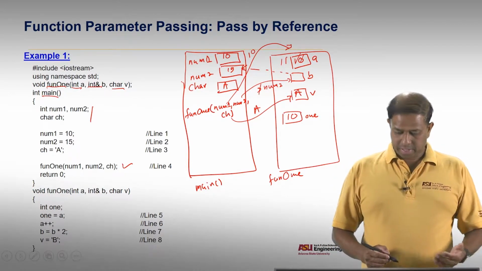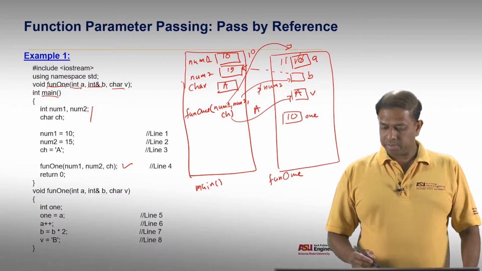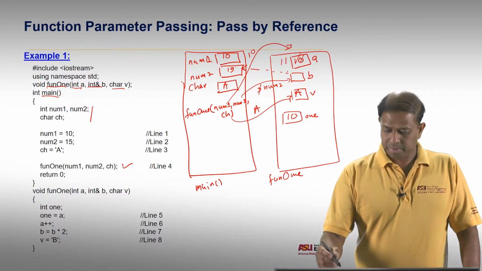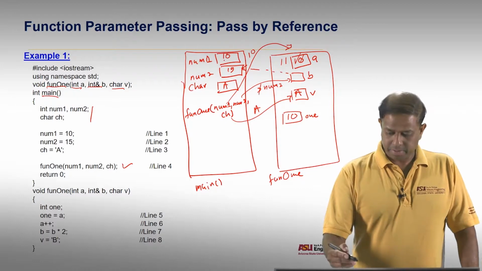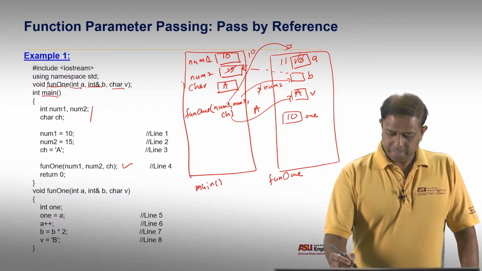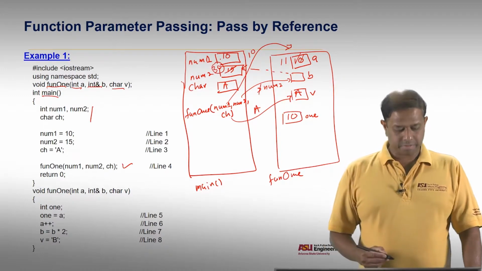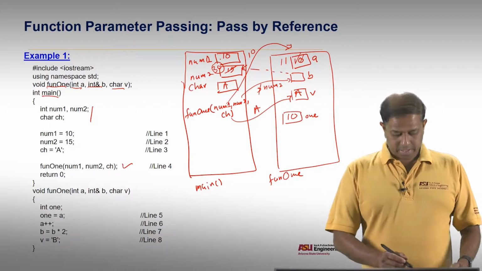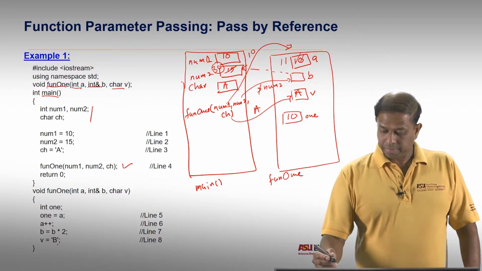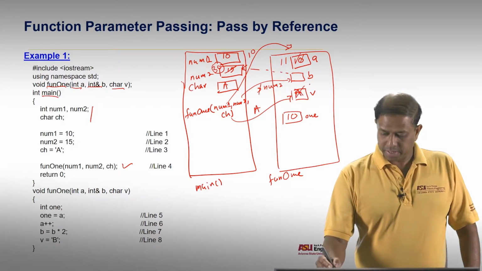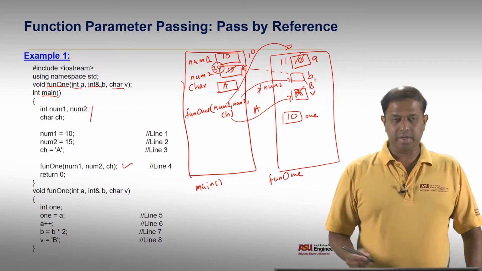Okay, and now we are saying b equals b times 2. When you say b equals b times 2, b is pointing at num2. So therefore we will be changing num2 to 30. So 30 is the new value for num2. Now we are saying v equals b. So therefore v will be changed to the character b.